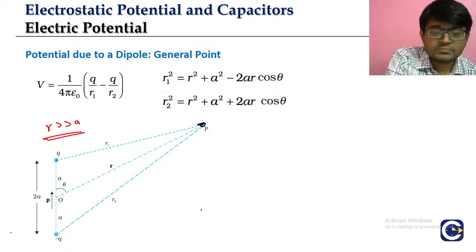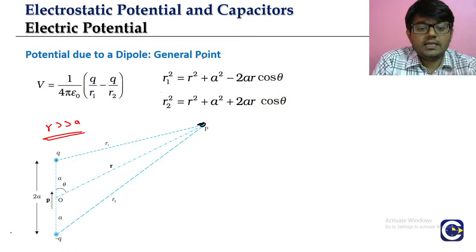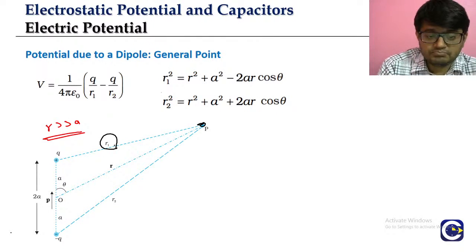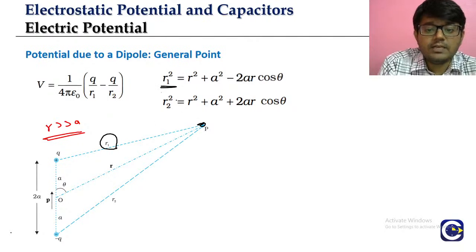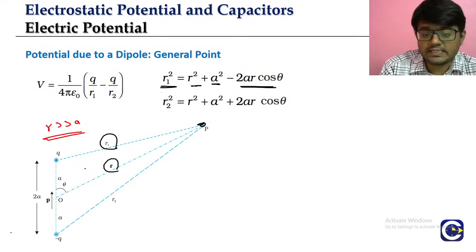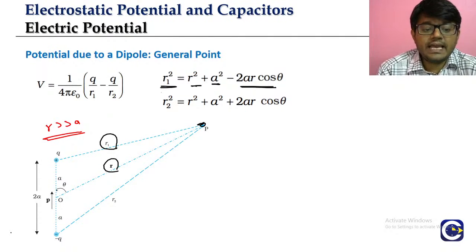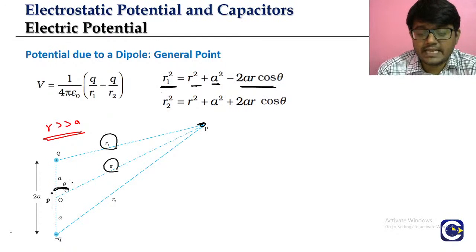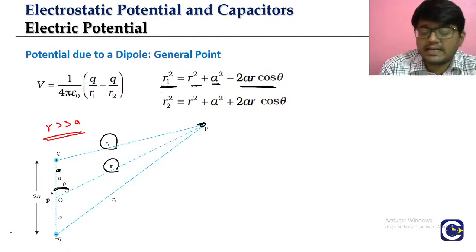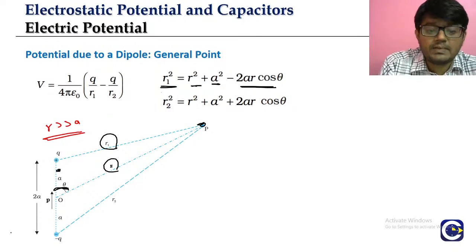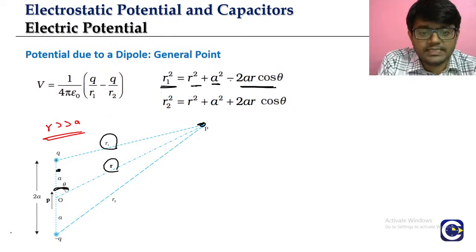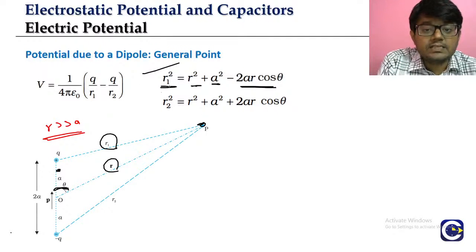If you look at r1 square, the value will be r square plus a square minus 2ar cos theta, where theta is the enclosed angle between the sides a and r. For the third side, r1 square is equal to a square plus r square minus 2ar cos theta. This is the relation between the side lengths.